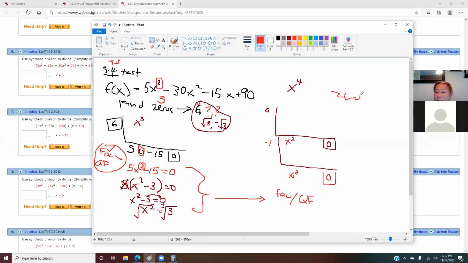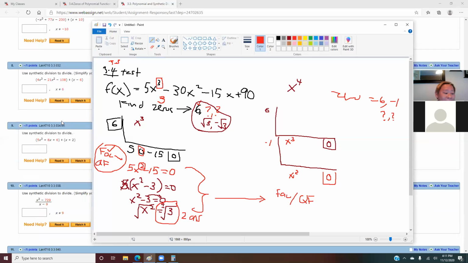So your zeros in this case will be 6, -1, and whatever 2 answers you get from using factoring or the quadratic formula. When you use factoring and the quadratic formula on x squared, you always end up with 2 answers. You with me here? Yes.